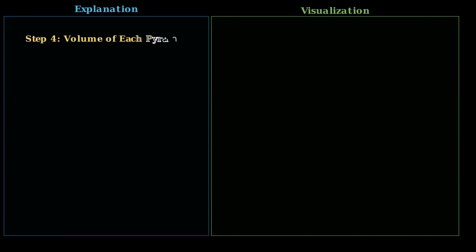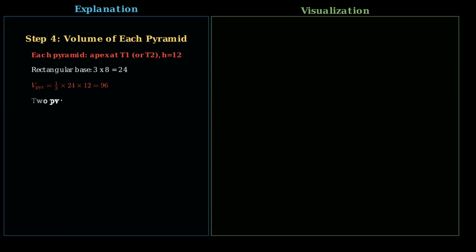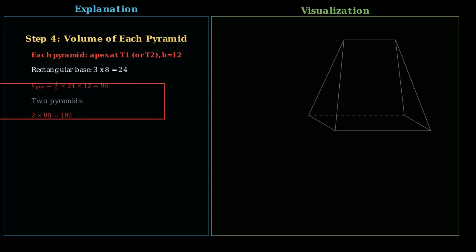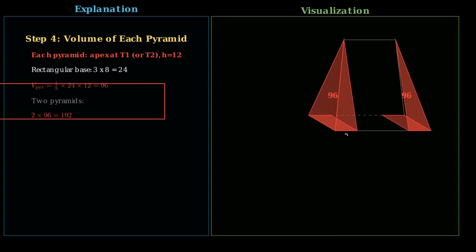Step 4. Volume of each pyramid. Each end pyramid has a rectangular base of 3 by 8 and an apex at the ridge point T1 or T2 at height 12. Volume of a pyramid equals 1/3 times base area times height. Base area equals 3 times 8 equals 24. So volume equals 1/3 times 24 times 12 equals 96. There are 2 such pyramids, contributing 192 in total.